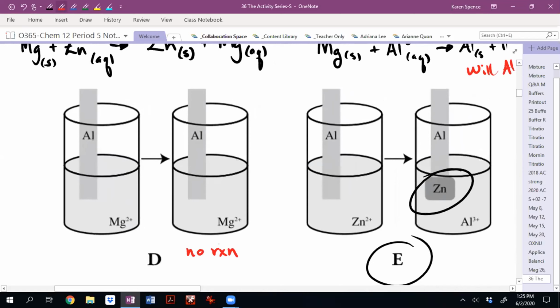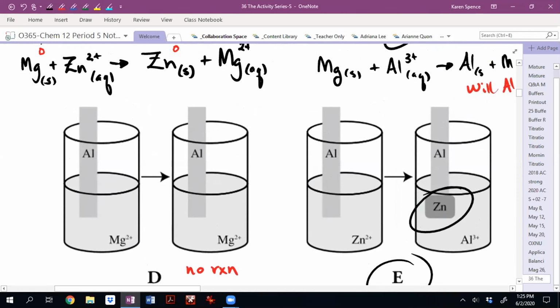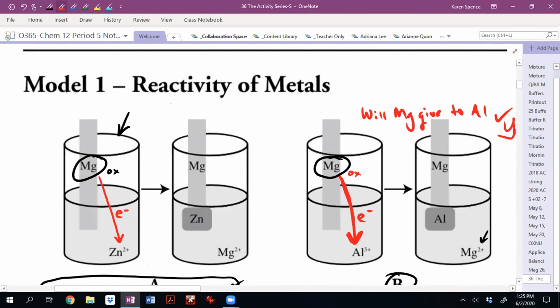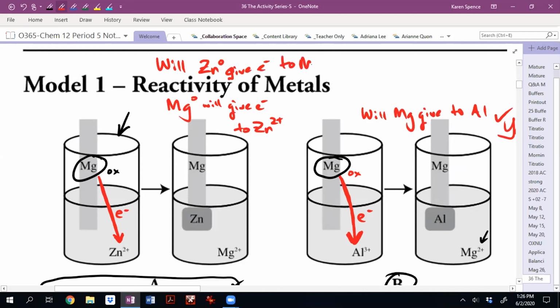And if we were to take a look at any of the other pairs, magnesium will give electrons to zinc. So magnesium 0 will give electrons to zinc 2+, right? That's what we're seeing here. And we end up with zinc 0 and Mg2+. Do you think zinc 0 will give electrons to magnesium 2+?